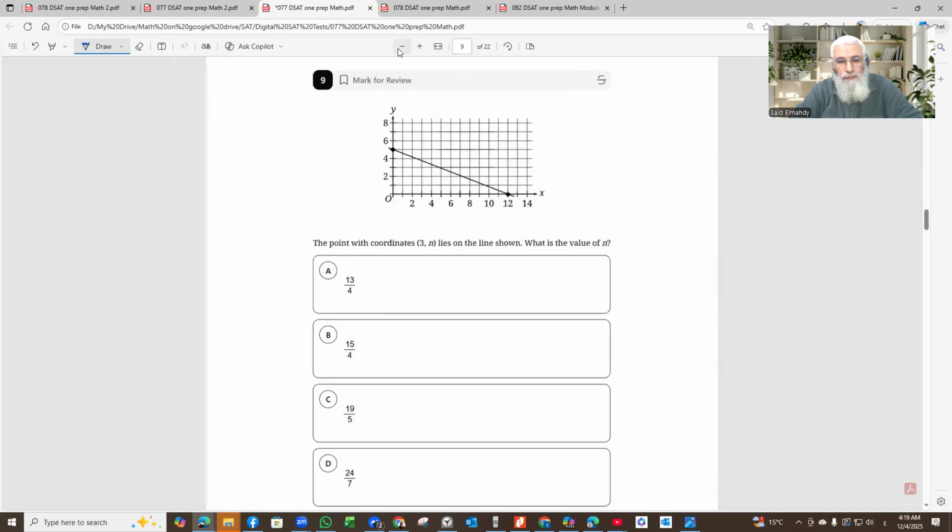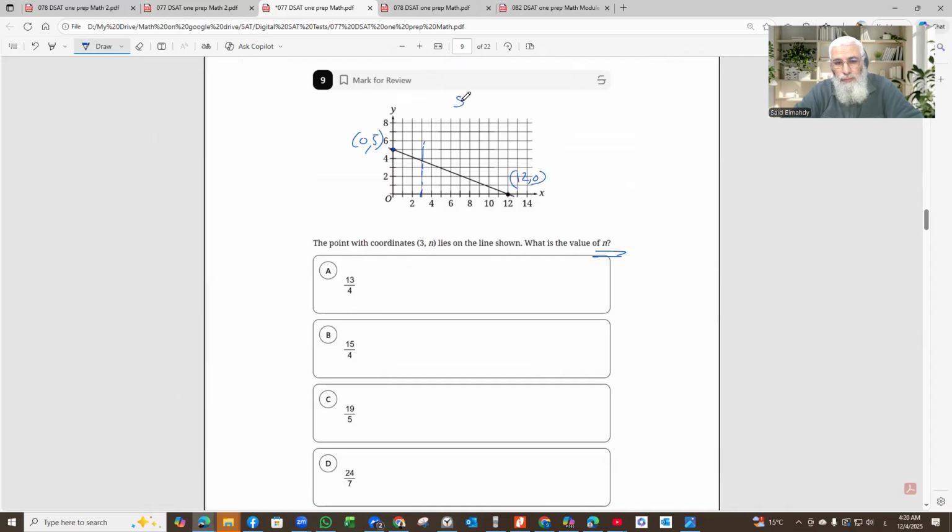This is the point with coordinates 3, n. 3, n somewhere here lies on the line shown. What is the value of n? So n is a fraction like this. So we need to find the equation of this line. This point is at 0, 5. This point is at 12, 0.